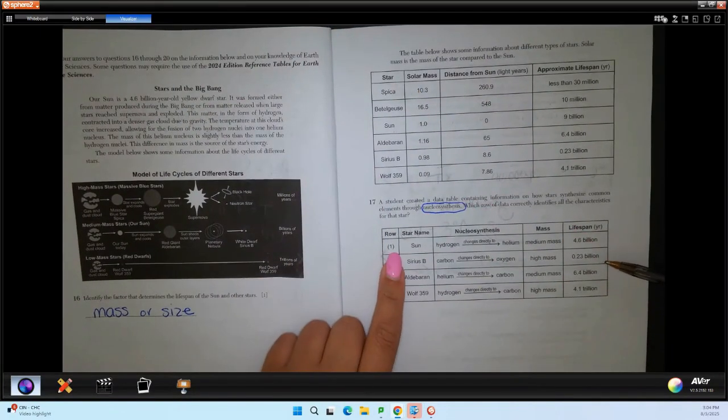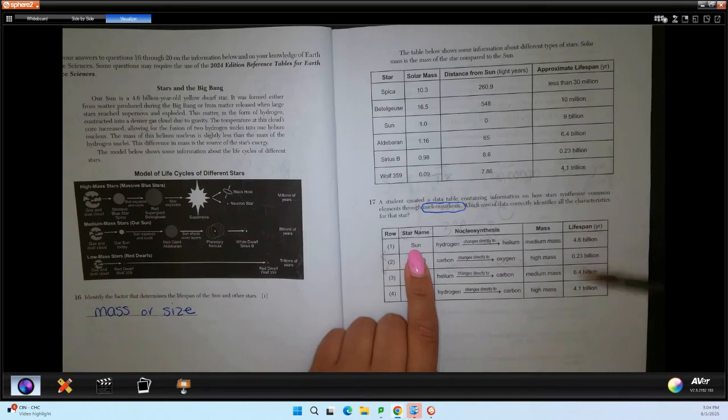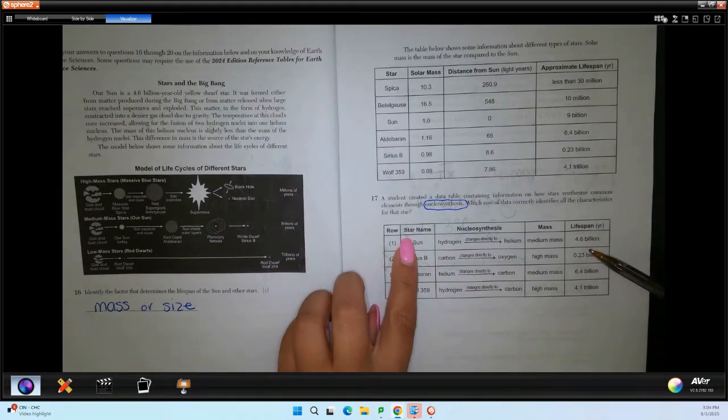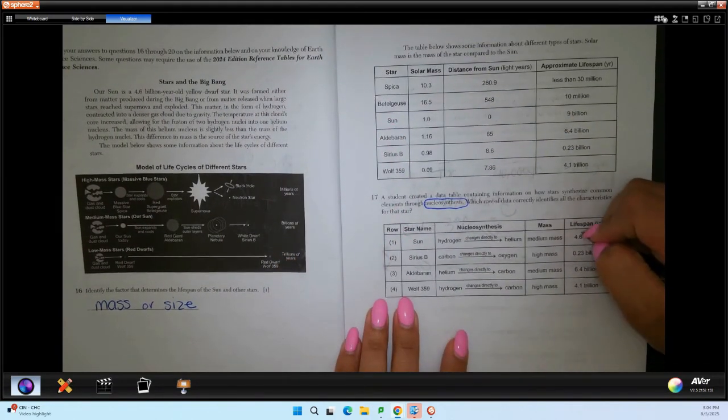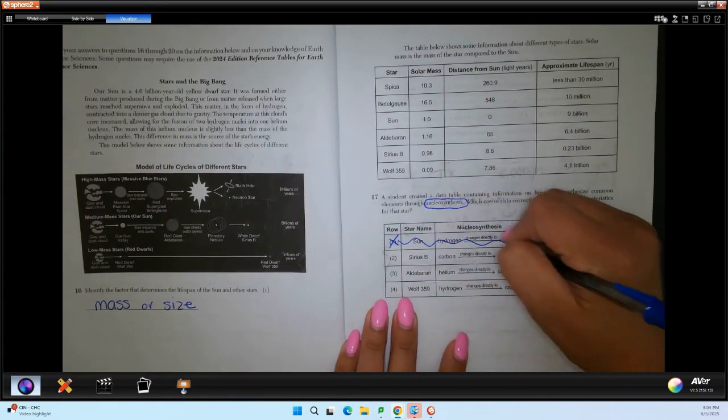Okay, so I'm going to pick one of those columns and see if they match based on the title up here that was given to me. Approximate lifespan was given to me and solar mass was also given to me. And I'm going to eliminate. So I'm going to start with row 1. My star is the sun and I'm going to use lifespan. My sun here has a lifespan of 9 billion years, but my table says it has 4.6 billion. So that does not match. So I'm going to get rid of row 1, because that lifespan does not match.